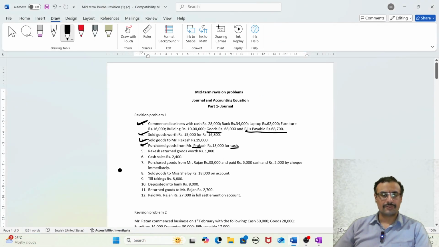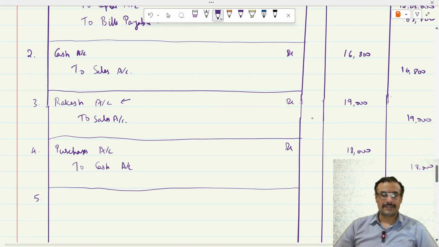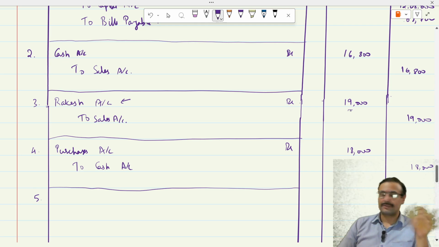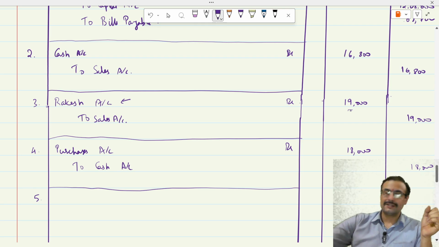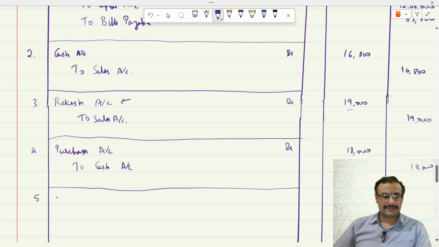Rakesh returned goods worth rupees 1,800. Now we had sold to Rakesh 19,000 worth of goods, and now that person is returning them. There may be some defect or something might have gone wrong. Whenever that person returns, it will reduce my income. So we always write sales return account debit. We had done sales earlier, now that person is returning, so it will become sales return account debit.